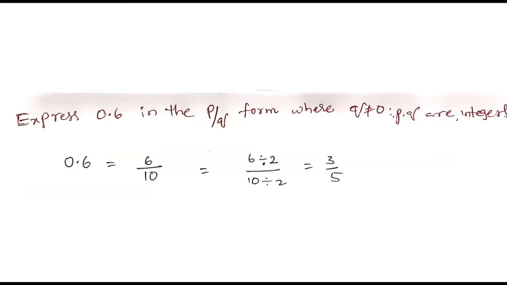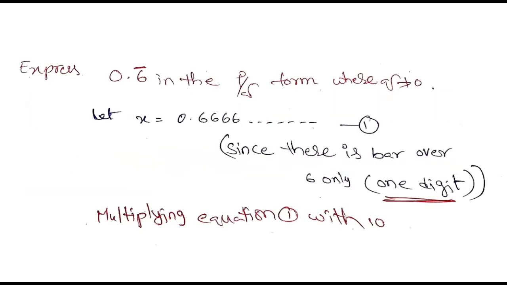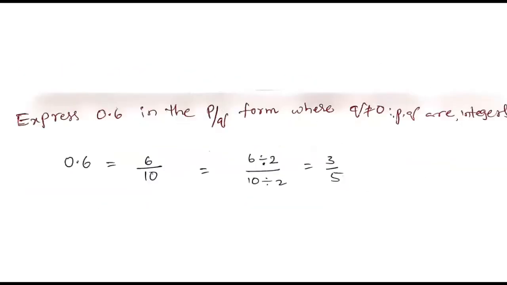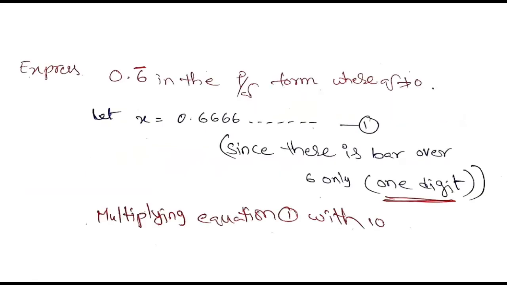Now, express 0.6 bar. Previous one was 0.6. Now 0.6 bar in the p by q form. 0.6 bar means, Aditya, look here, Aditya, listen, 0.6 bar means 6 is repeating. Let x be equal to 0.6666 and so on. You can write a number of 6s. So this is called equation 1.